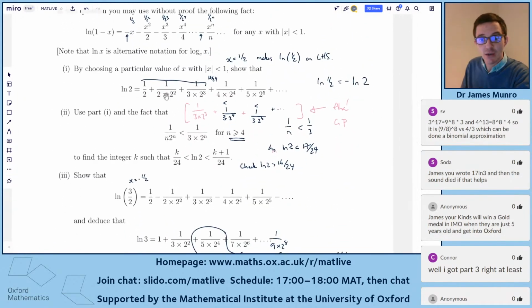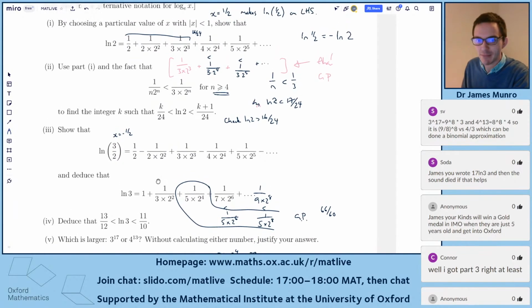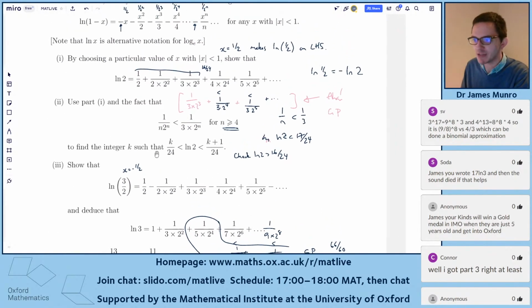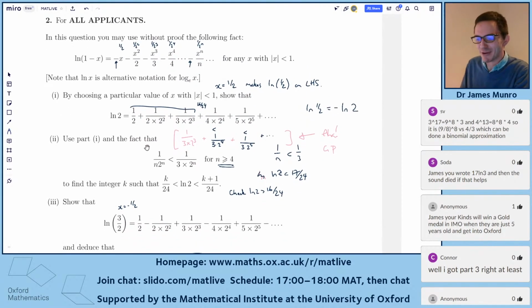That's question 2. I've really lost my rhythm with the pause for not talking. I wrote 17 log 3 and then the sound died. That was about a minute and a half ago, and I'm worried that I'm repeating myself now. Turns out my microphone hates logarithms.